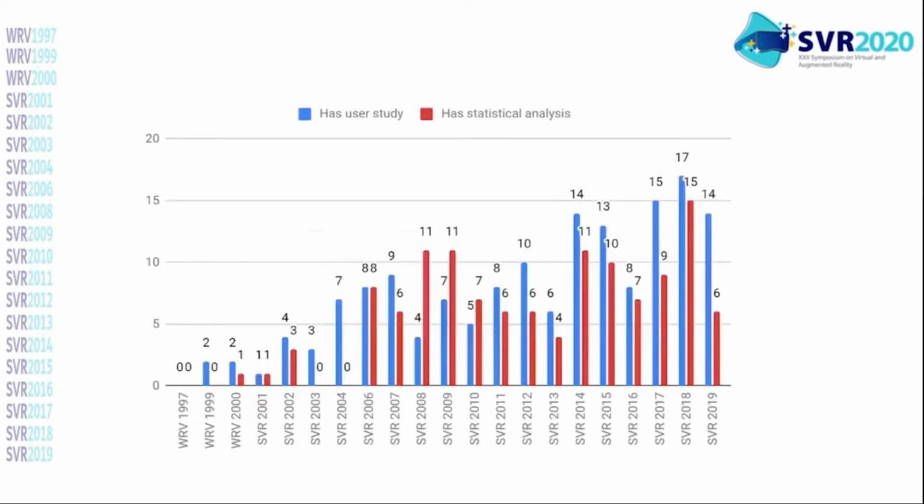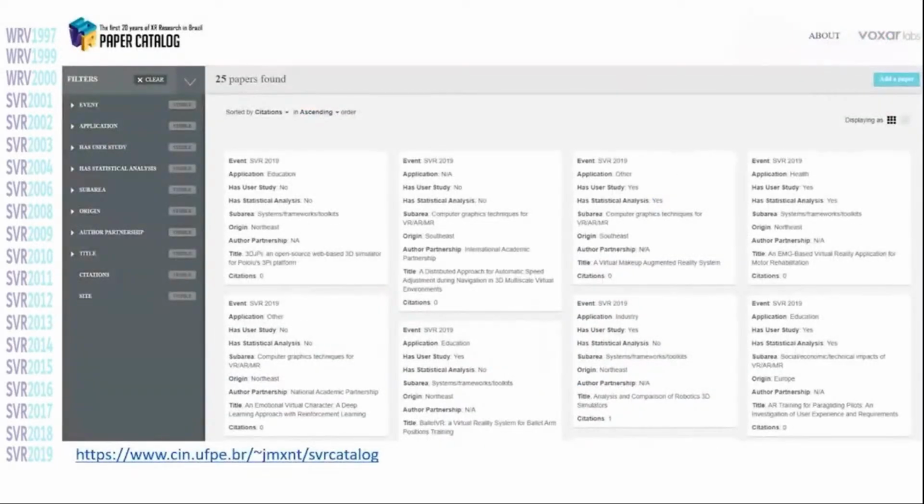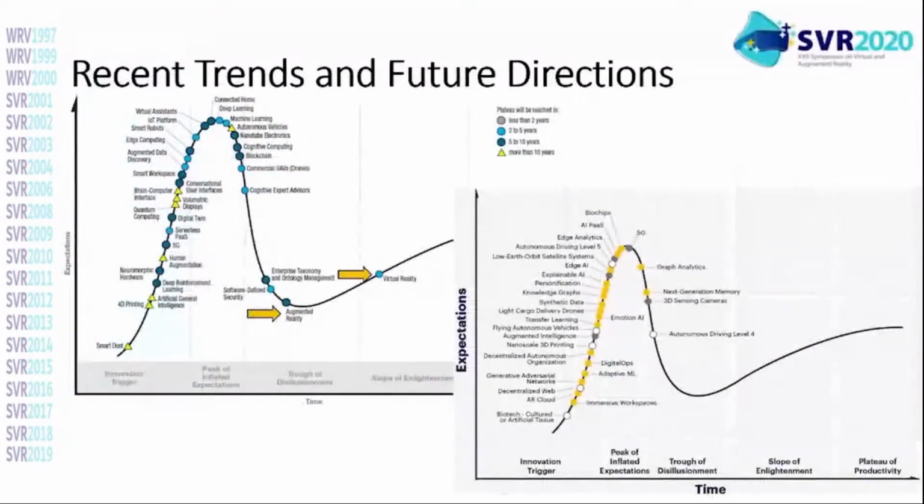One important point when developing new technologies and solutions is how to evaluate them. Usually, user studies are applied to validate them, and for this reason, this was also analyzed in the papers. It's possible to perceive a growing tendency for both. The papers analyzed were compiled into an open catalog available on the internet.